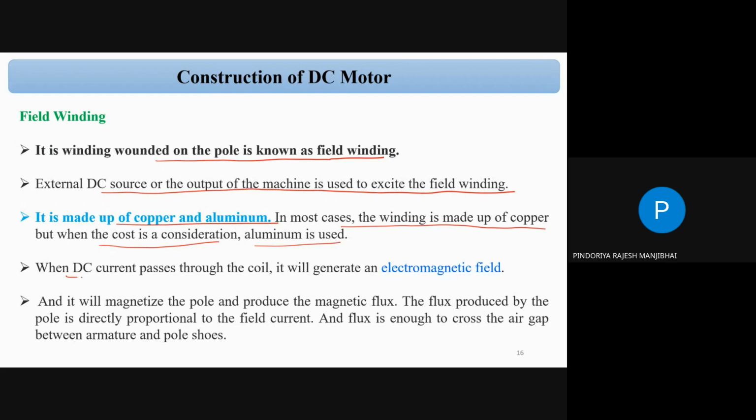When DC current passes through the coil, it will generate the electromagnetic field, and it will magnetize the pole and produce the magnetic flux. That is simple. The flux produced by the pole is directly proportional to the field current. Okay.